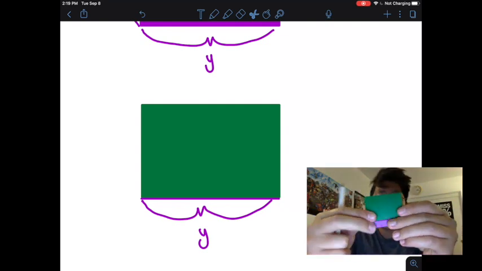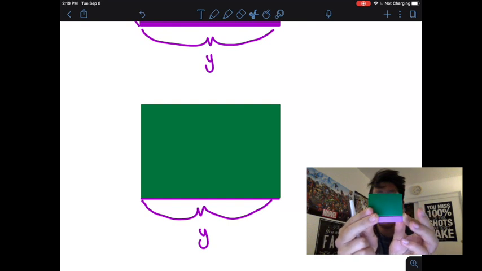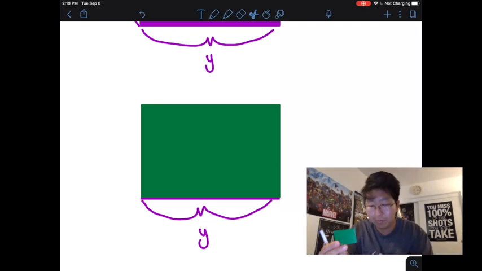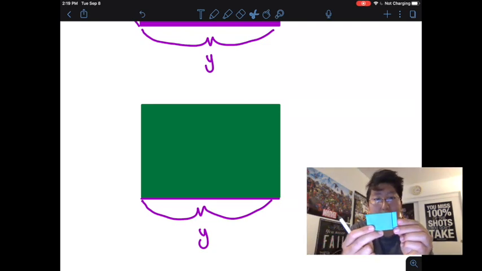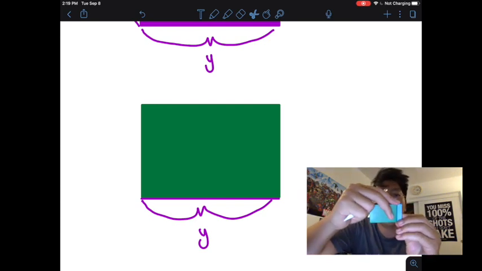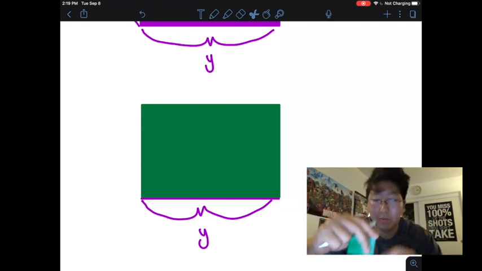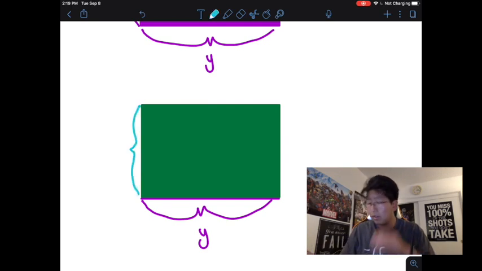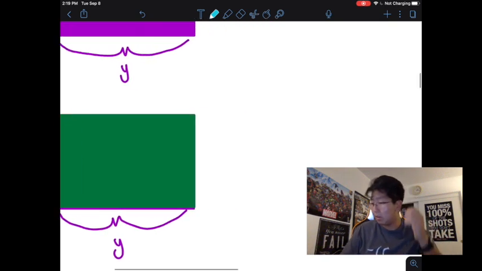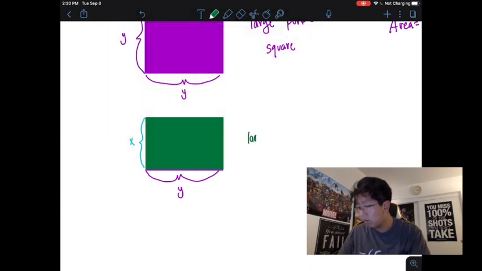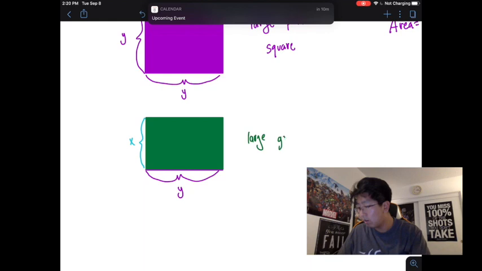I'm going to pull up the Y tile and line it up. You see that's perfectly aligned. So the base is Y. The height is actually the same size as the X tile. Let's see if I can line that up and show you. Okay, so this green one, the height is X and the base is Y. And to describe this, we're going to call it a large green rectangle.